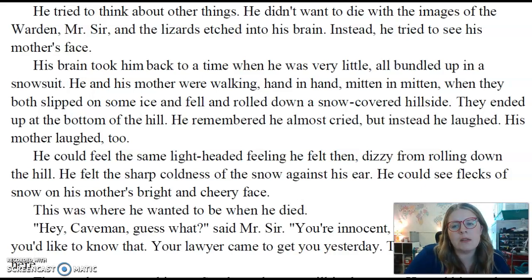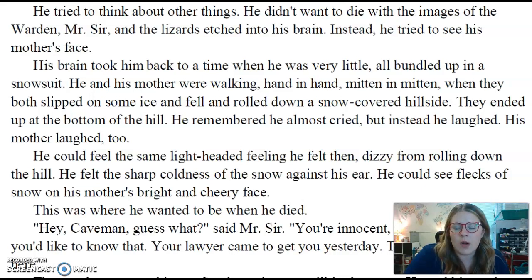So, he tried to think about other things. He didn't want to die with the images of the warden, Mr. Sir, and the lizards etched into his brain. Instead, he tried to see his mother's face. His brain took him back to a time when he was very little, all bundled up in a snowsuit.